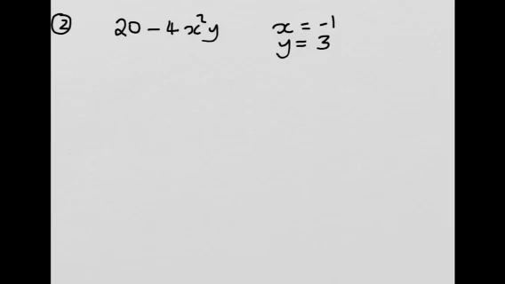Question 2, we have a little formula which says 20 minus 4x squared y. We need to substitute in negative 1 and 3. So we end up with 20, take away 4 times negative 1 squared times 3. Again, BODMAS tells us we do this part first of all, and then the takeaway.